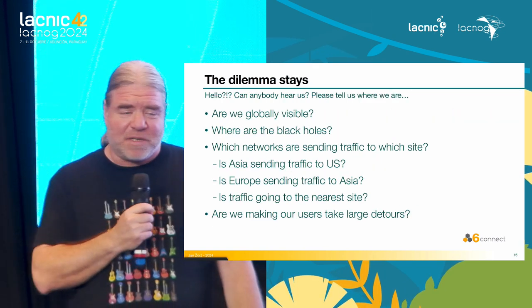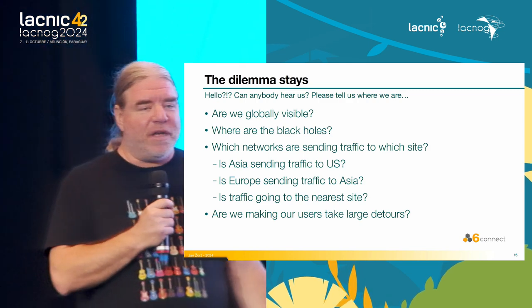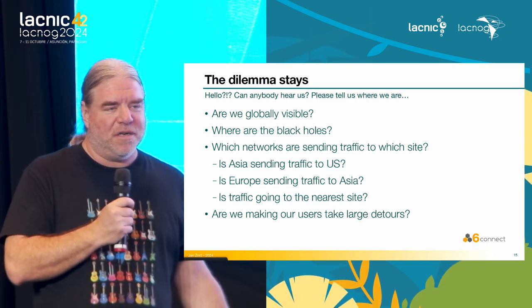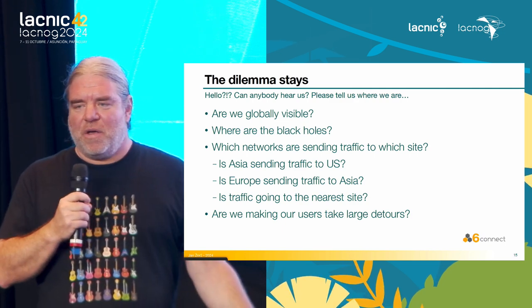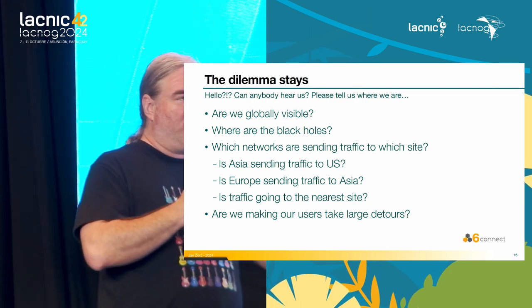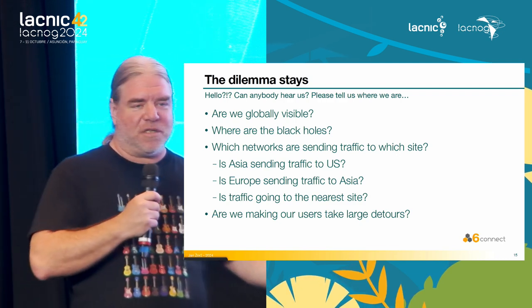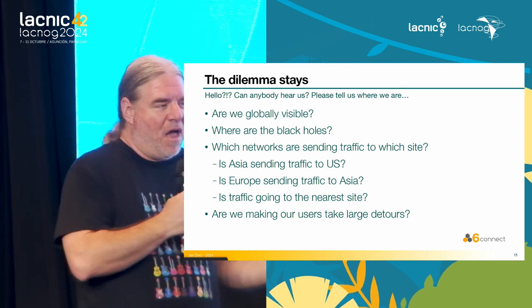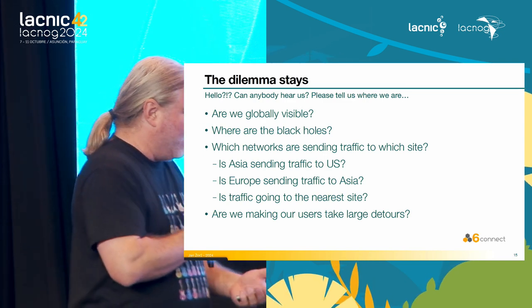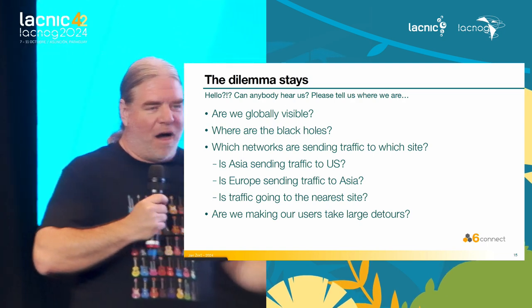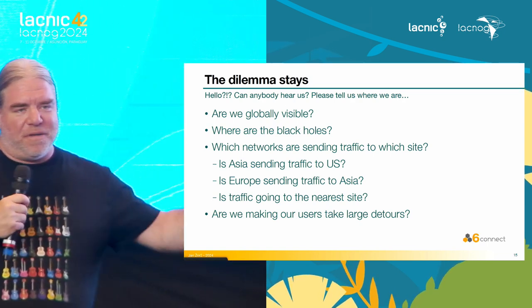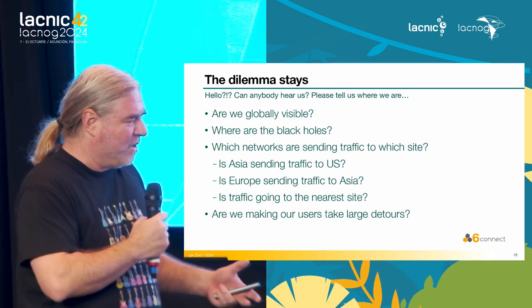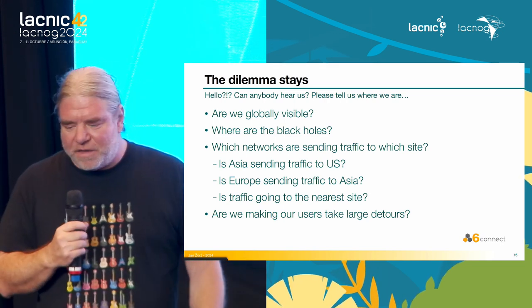Okay, but then the dilemma still stays. Can anyone hear us? Can anybody on the internet see us? How are these announcements distributed? Which country is going to which node? Which part of the world is going to which node? How is this all working? Because we had no idea, and nobody else has any idea how the routing works. The routes are selected on each BGP router on the planet because, you know, we don't have that many vantage points.